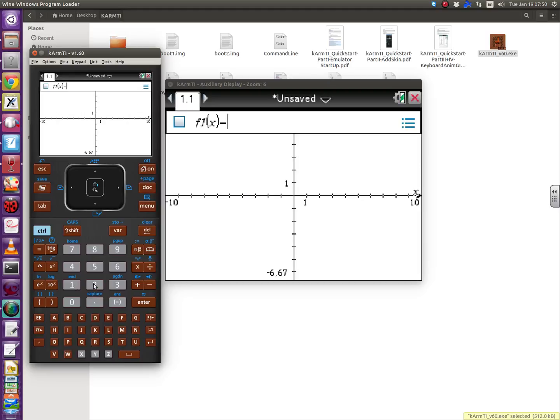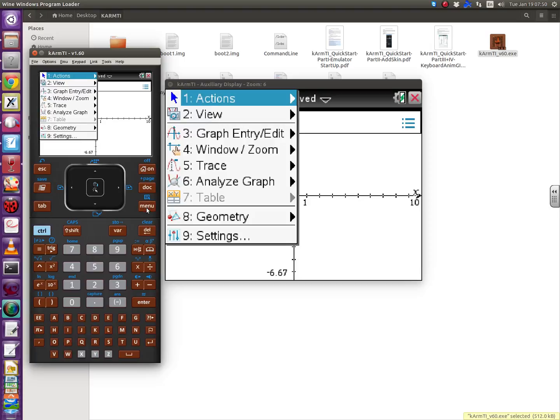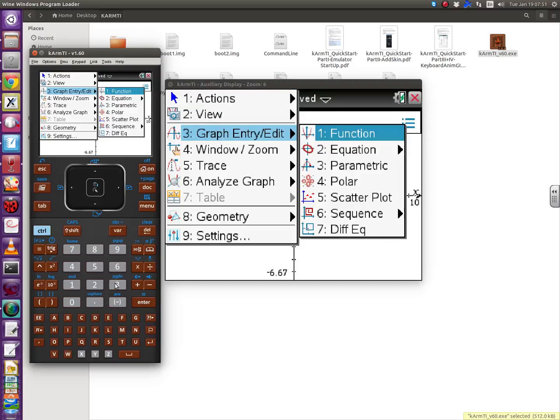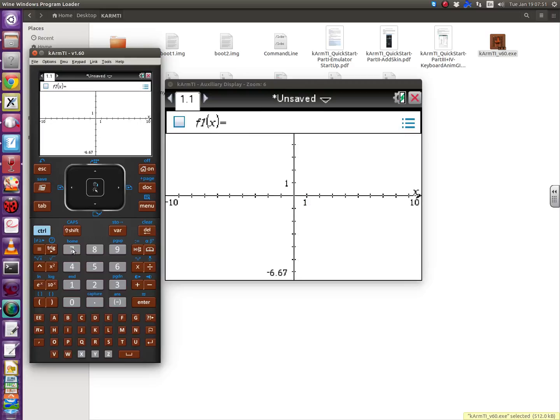And, well, let's change the mode. Menu. Now I forget how you do this now. Graph entry. Is it graph entry? 3? There you go. So DiffEqu is 7. Do you see it? Sure. All right, so 3, 7.